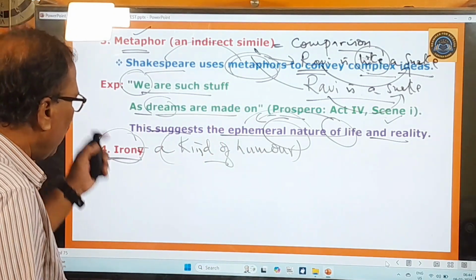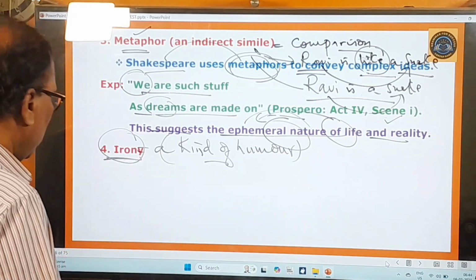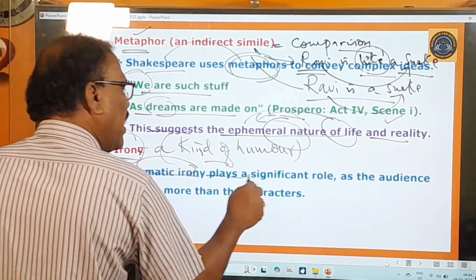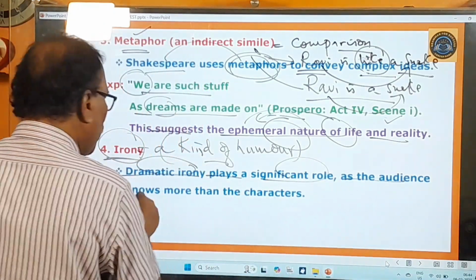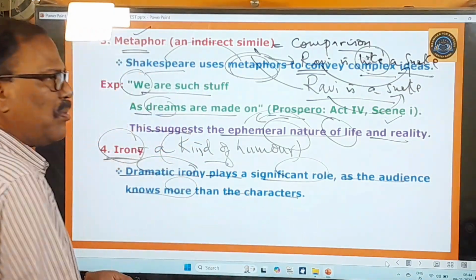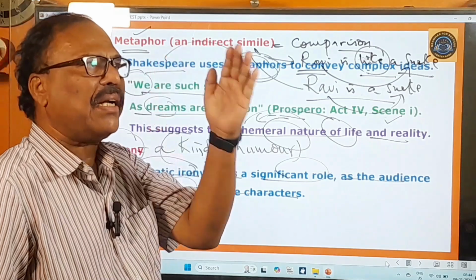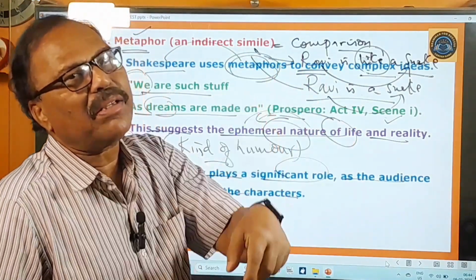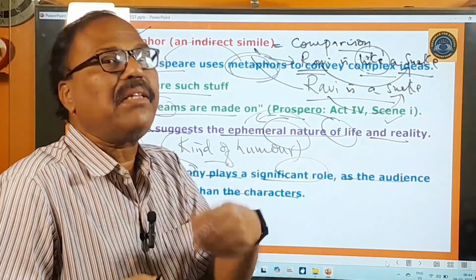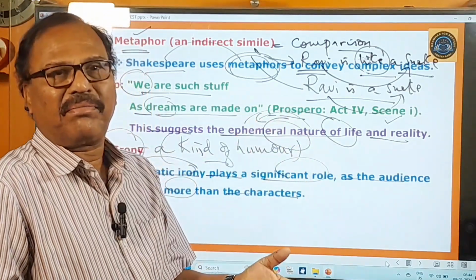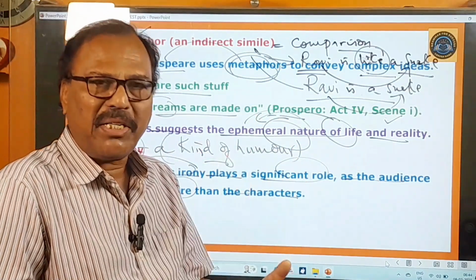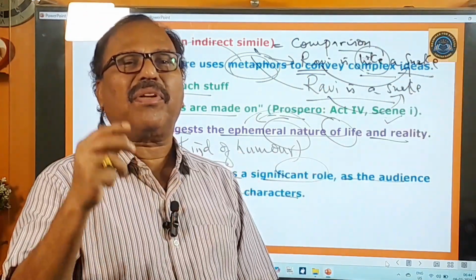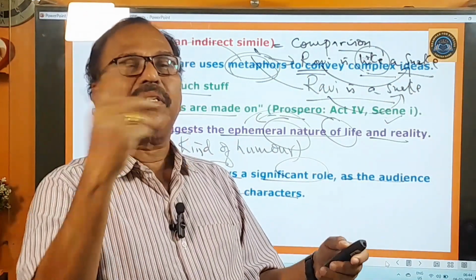What kind of irony is used in this drama? Let us see that here. Dramatic irony is used here. This dramatic irony plays a significant role as the audience knows more than the characters. So when the characters of the drama do not know anything, but only the audience knows everything, then that is called dramatic irony.